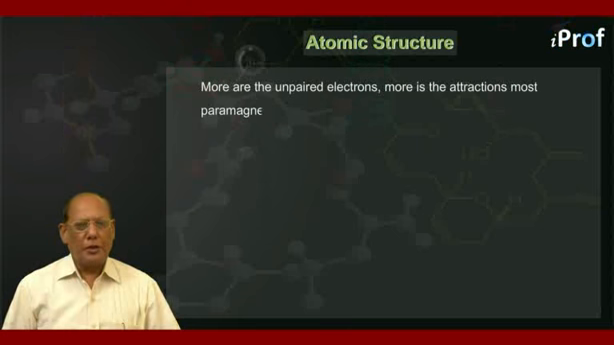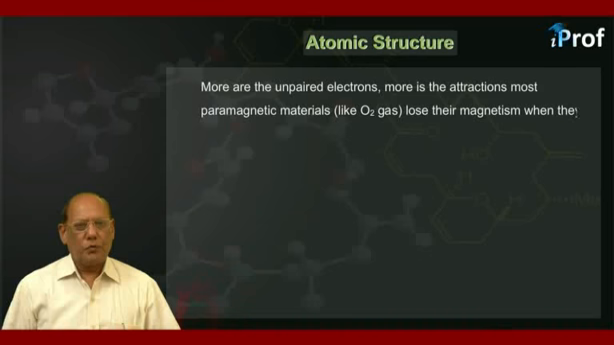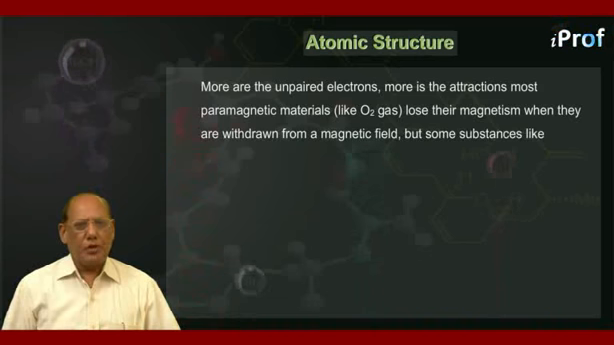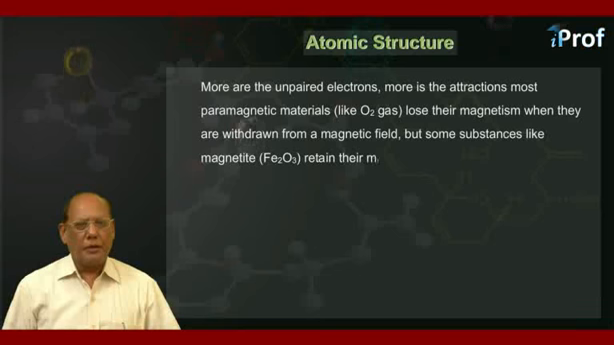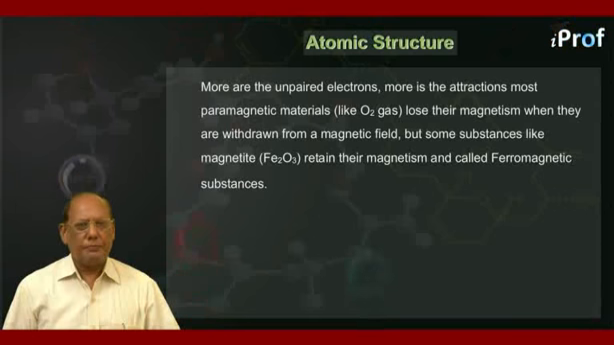Most paramagnetic materials, like oxygen gas, lose their magnetism when they are withdrawn from a magnetic field. But some substances, like magnetite Fe2O3, retain their magnetism and are called ferromagnetic substances.